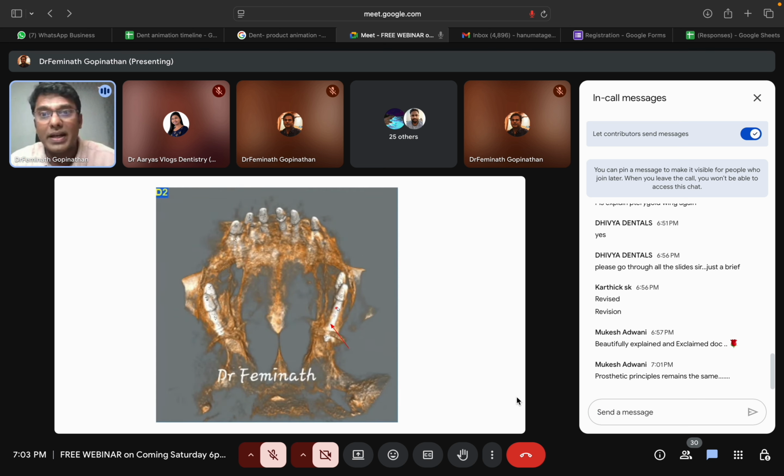And this is how I have gone and placed my pterygoids in between. This is the lateral pterygoid, this is the medial pterygoid. This is how it has gone inside, penetrated the pterygoid plate. This is a palatal bone.